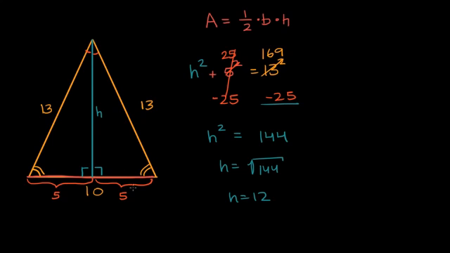Now we aren't done. Remember, they don't want us to just figure out the height here. They want us to figure out the area. Area is 1/2 base times height. Well, we already figured out that our base is this 10 right over here. And now we know our height. Our height is 12. So now we just have to compute 1/2 times 10 times 12. Well, that's just going to be equal to 1/2 times 10 is 5, times 12 is 60. 60 square units, whatever our units happen to be. That is our area.